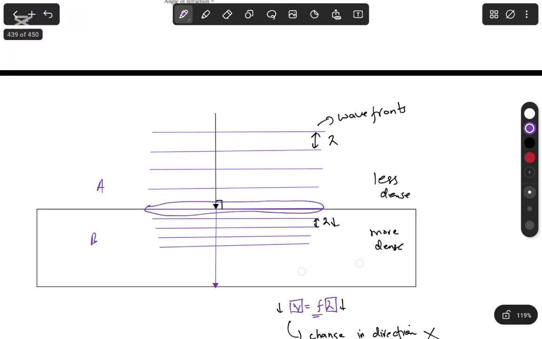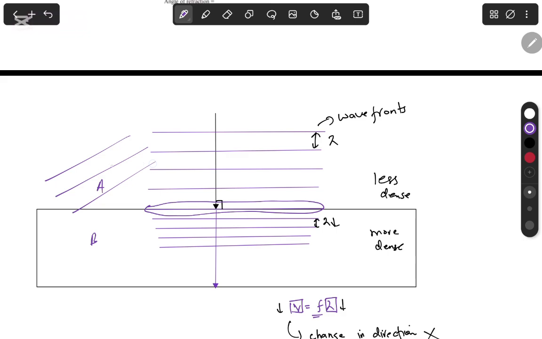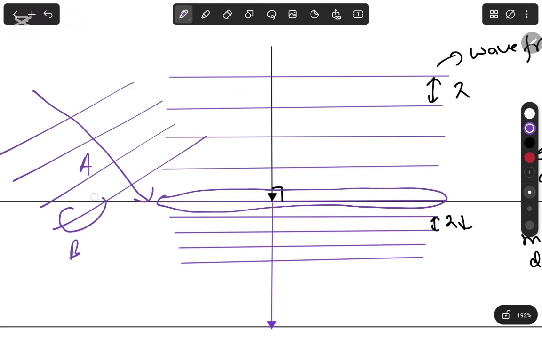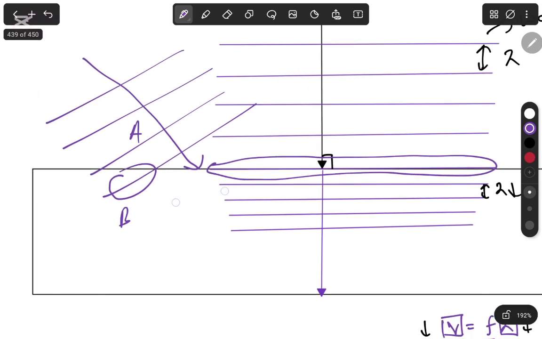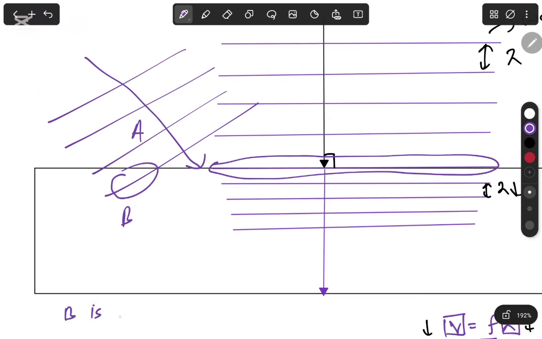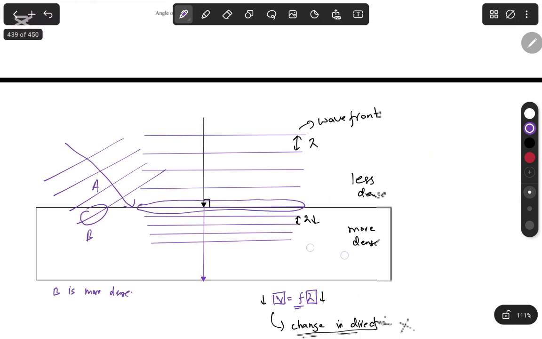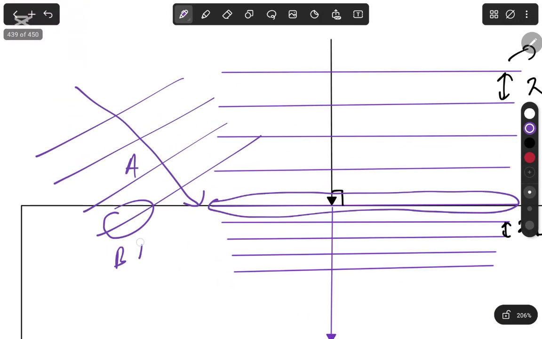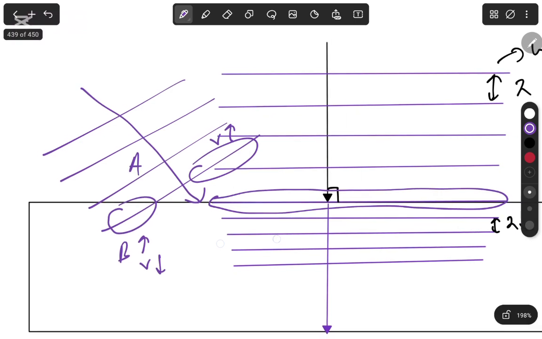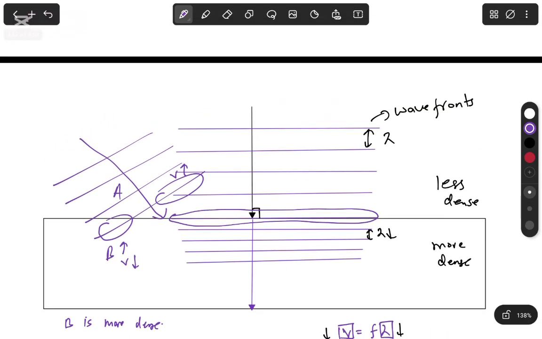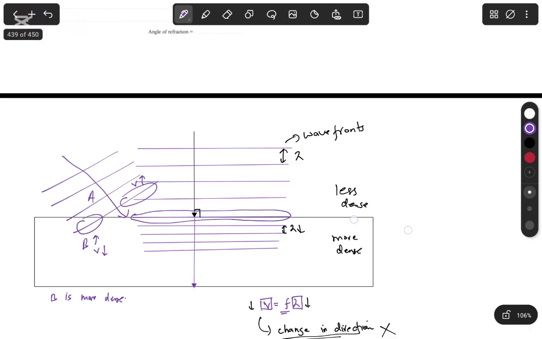Refraction happens because when you have light entering at an angle like this, let's say B is more dense, this part of the wavefront is traveling at a slower velocity, and this part of the wavefront is traveling at a faster velocity. Because of this, there happens to be a change in direction. But here that doesn't happen because the entire wavefront enters at the same time.